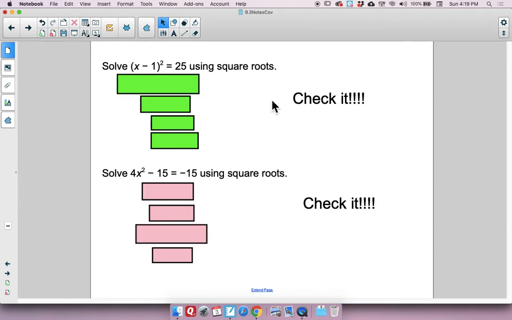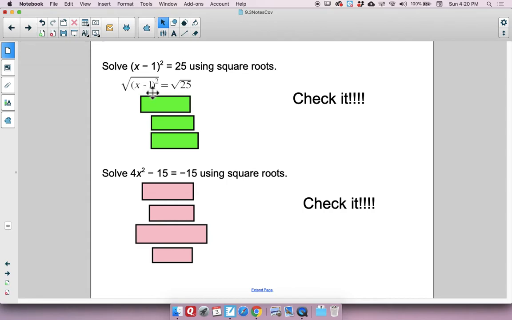Okay. This next one's a little interesting. You may be thinking, well, what if I square the binomial on the left side and get x squared minus 2x plus 1 equals 25? And then, yeah, we might be able to put that into standard form and then try and factor it. But we're trying to do this by using square roots. So I want to show you another method. This side is equal to this side, right? Which means their square roots would be equal. So let's take the square root of both sides.